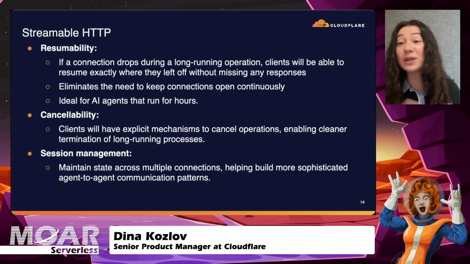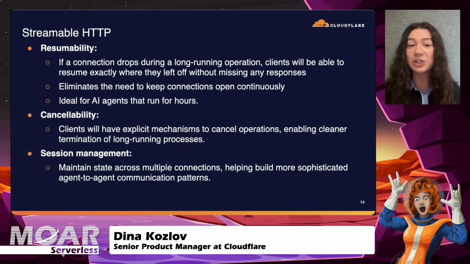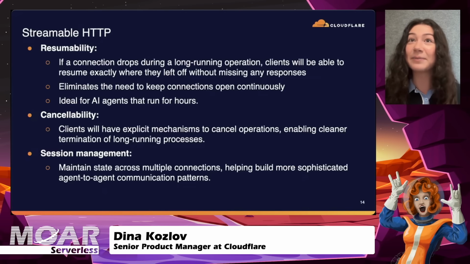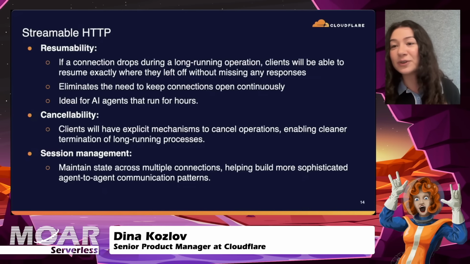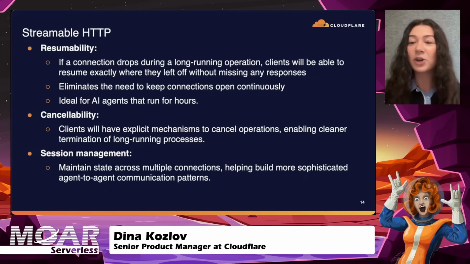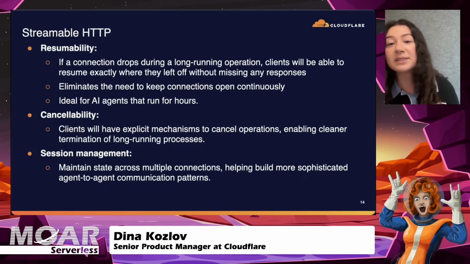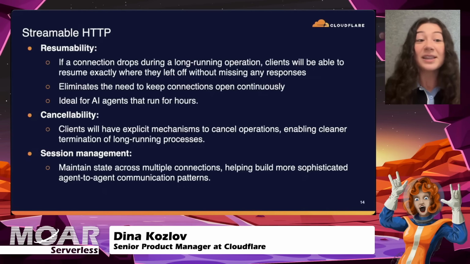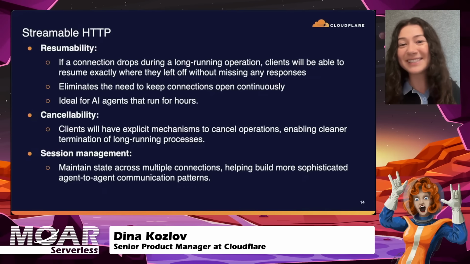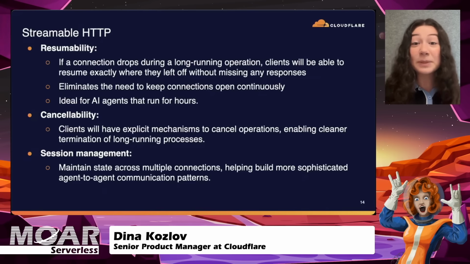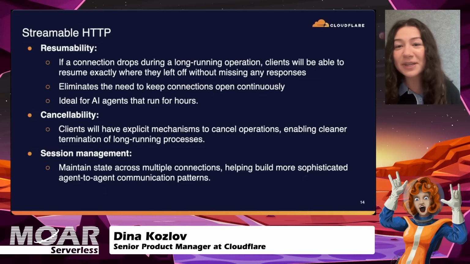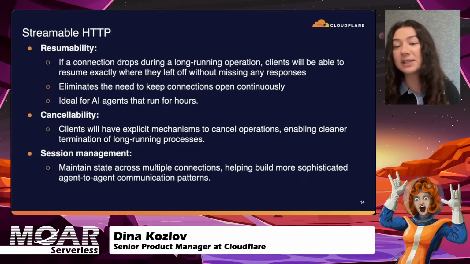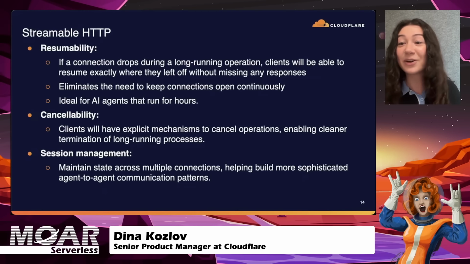And so this is really helpful because it removes the need to keep connections open continuously. And it is ideal for any AI agents that may be running tasks for hours. So if you're processing a large data set or maybe performing some complex analysis or doing some multi-step workflow, this is really great in all of those cases. The next one is cancelability. This means that clients will have explicit mechanisms to be able to cancel operations. And so this is just going to enable cleaner termination of long running processes. Essentially it just means that they can shut things down gracefully.